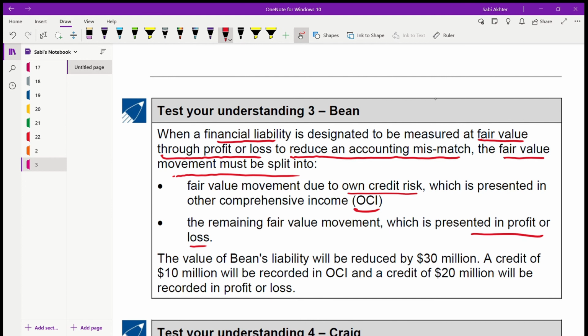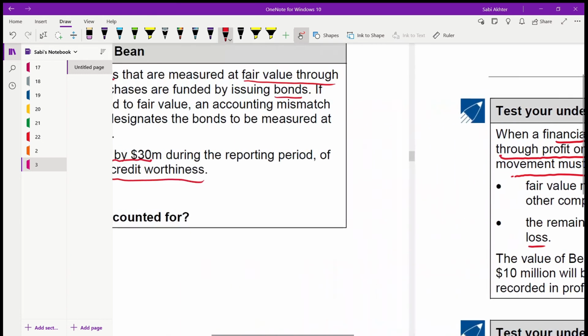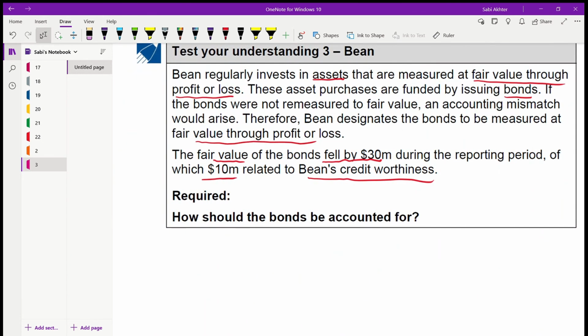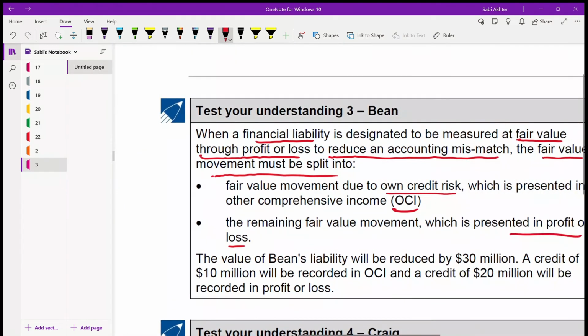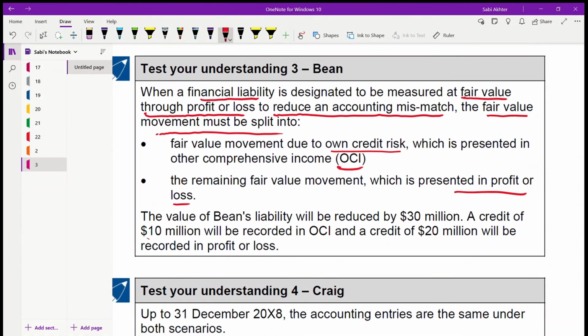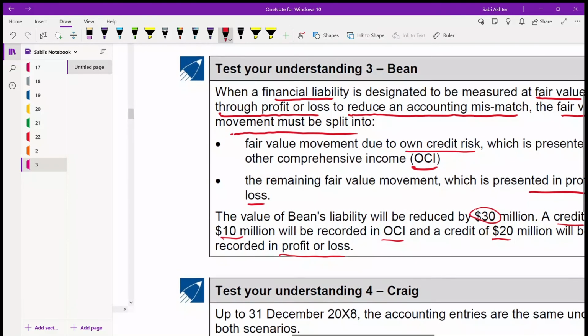So the value of Ben's liability will be reduced by 30. A credit of 10 million will be recorded in OCI and a credit of 20 will be recorded in profit and loss. What is the fall in value of the liability? Fair value? It is 30. But out of 30, 10 is relating to credit worthiness. So that means 10 will go in OCI, the balance 20 will go in profit and loss account. Okay. 10 will be recorded in OCI, 20 will be recorded in profit and loss. Hence the total 30. Because it is relating to the credit of the company, the credit worthiness reduced. So that's why fair value fell by 10 million. So that will go to OCI, balance 20, profit and loss account. Okay. So that's it.